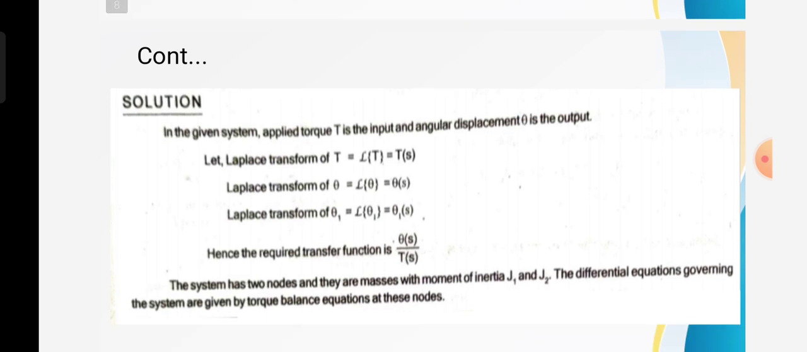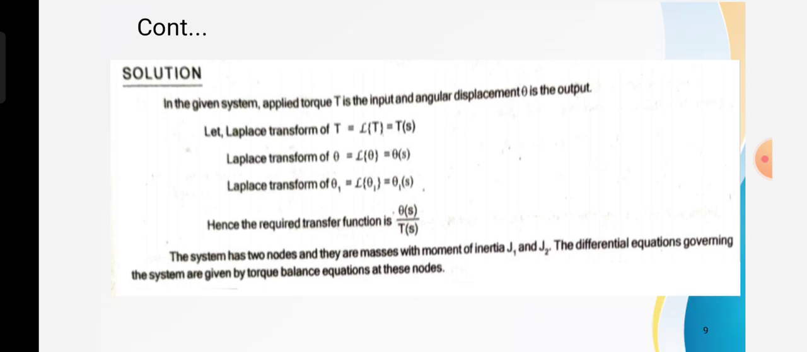So the Laplace transform of torque is equal to T(S). The Laplace transform of theta is equal to theta(S). The Laplace transform of theta 1 is equal to theta 1(S). Here the system has two nodes, and they are the masses with moment of inertia J1 and J2.